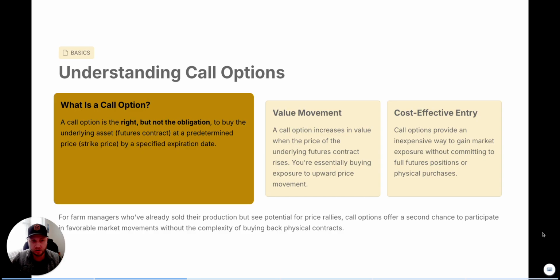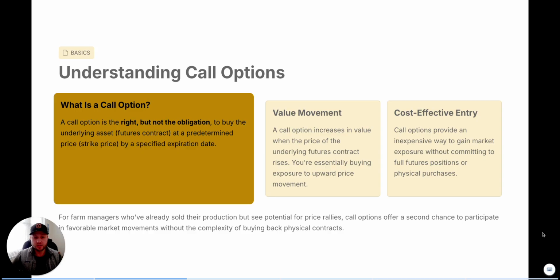So, how do call options move in value? A call option increases in value when the price of the underlying futures contract rises. You're essentially buying exposure to upward price movement, right? What's nice about call options is they are a cost effective strategy to give you exposure back to the market without committing to full futures positions or physical purchases.